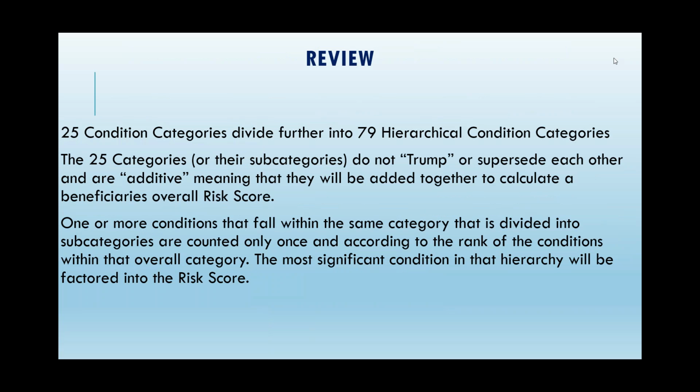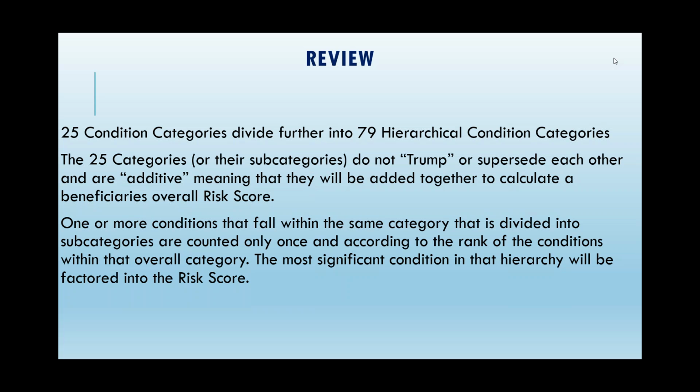Let's take a quick review. 25 condition categories divide further into 79 hierarchical condition categories. The 25 categories or their subcategories do not trump or supersede each other and are additive, meaning that they will add together to calculate a beneficiary's overall risk score. And we will take a look at this in a moment.